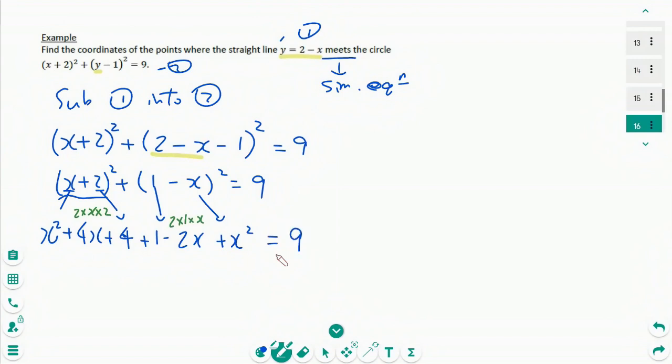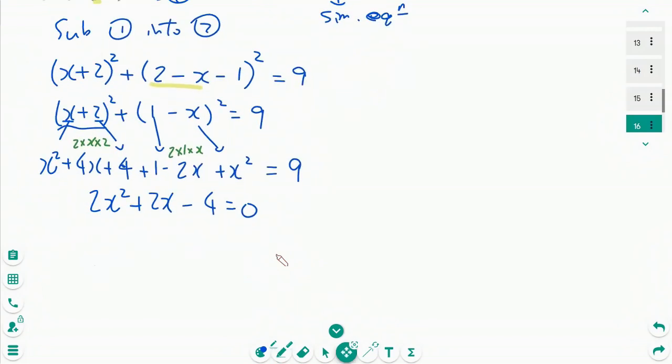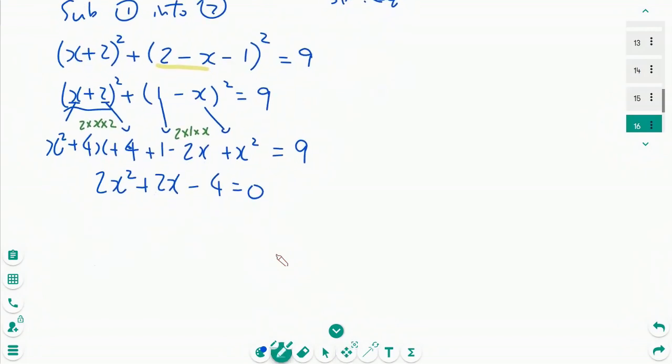Then I'm going to simplify terms: 2x squared plus 2x plus 5, bring the 9 over, minus 4 equals 0. Let me just check my answer to make sure I'm correct. Yep, so 2x squared plus 2x minus 4 equals 0. I know it's a quadratic because of x squared, so bring everything to one side and make it equal 0. Put it in the calculator: x equals minus 2 or x equals 1.